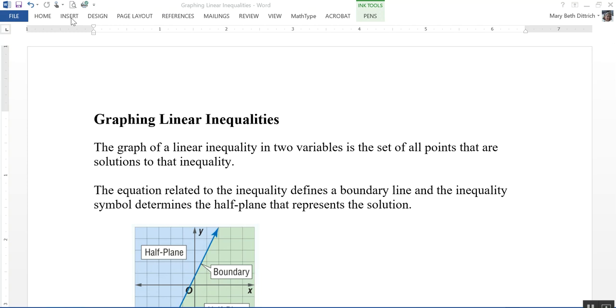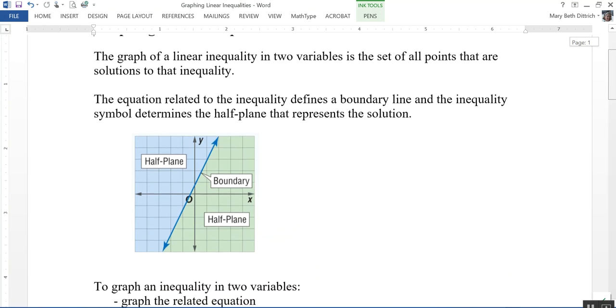This video is on graphing linear inequalities. The graph of a linear inequality in two variables is the set of all points that are solutions to that inequality. The equation related to the inequality defines a boundary line, and the inequality symbol determines the half plane that represents the solution. Let's take a look at this diagram here.